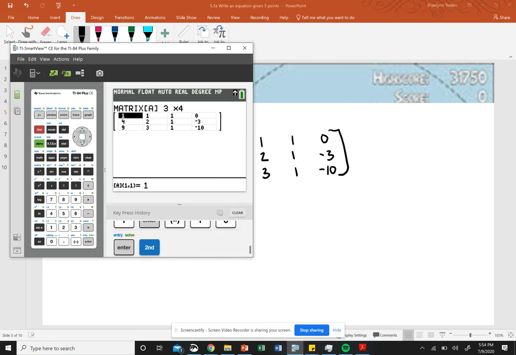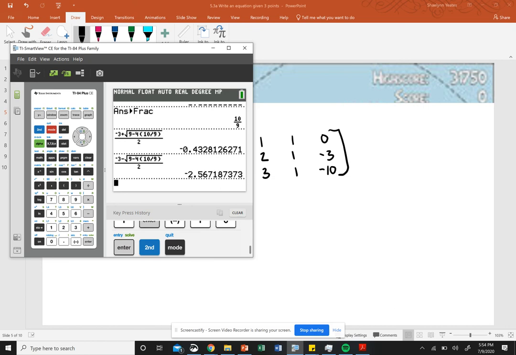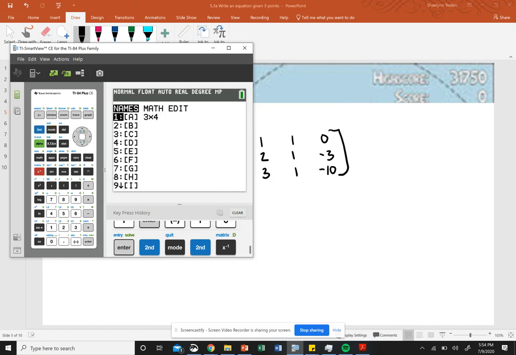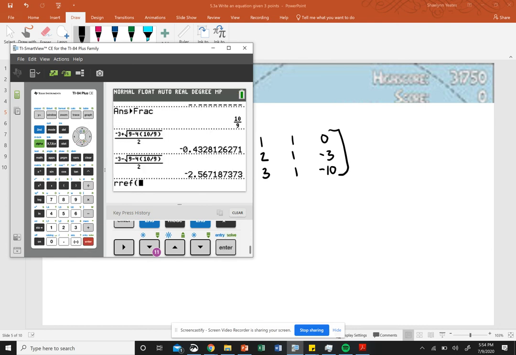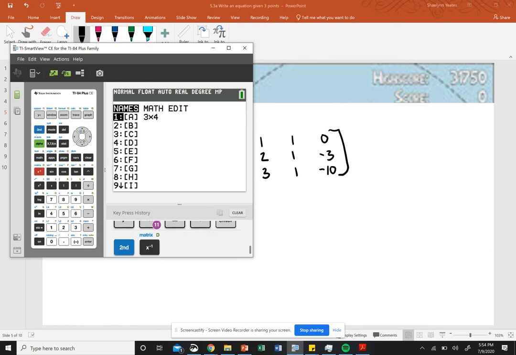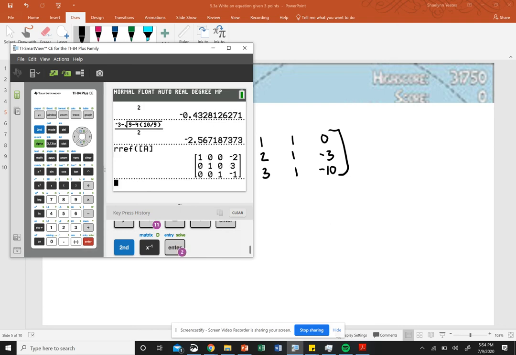Okay, then I'm going to do second, quit, so I go back to this menu. Then I'm going to go back to my matrix menu. I'm going to go to math, and I'm going to go until I find RREF. The 2 RREFs. Okay, that one. Then I'm going to go second, matrix, and I'm just going to grab the first one and hit enter.